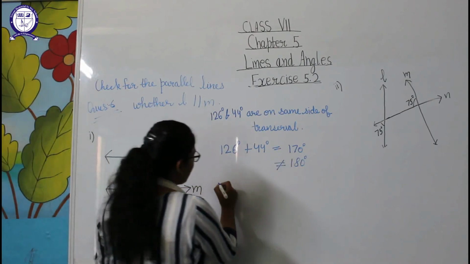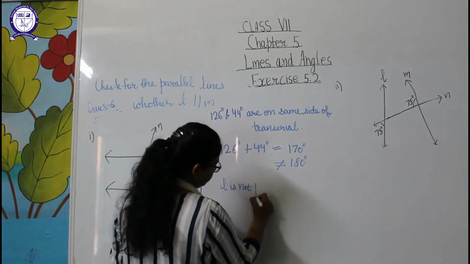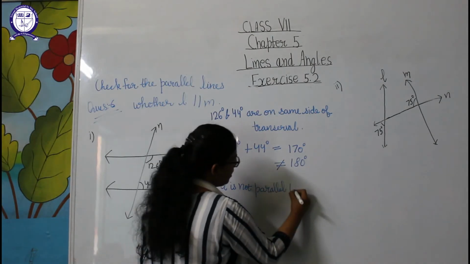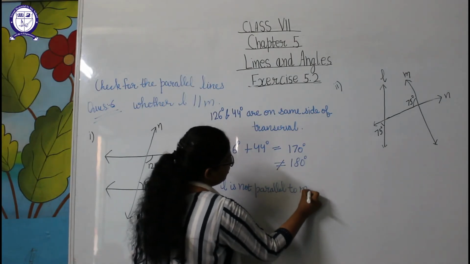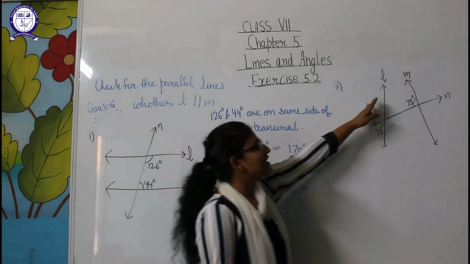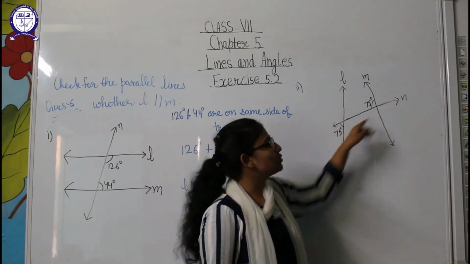It means we can say that L is not parallel to M, because the sum is not coming out to be 180 degrees. Okay, now in the next part, this is line L and this is line M given to us, and N is the transversal here.